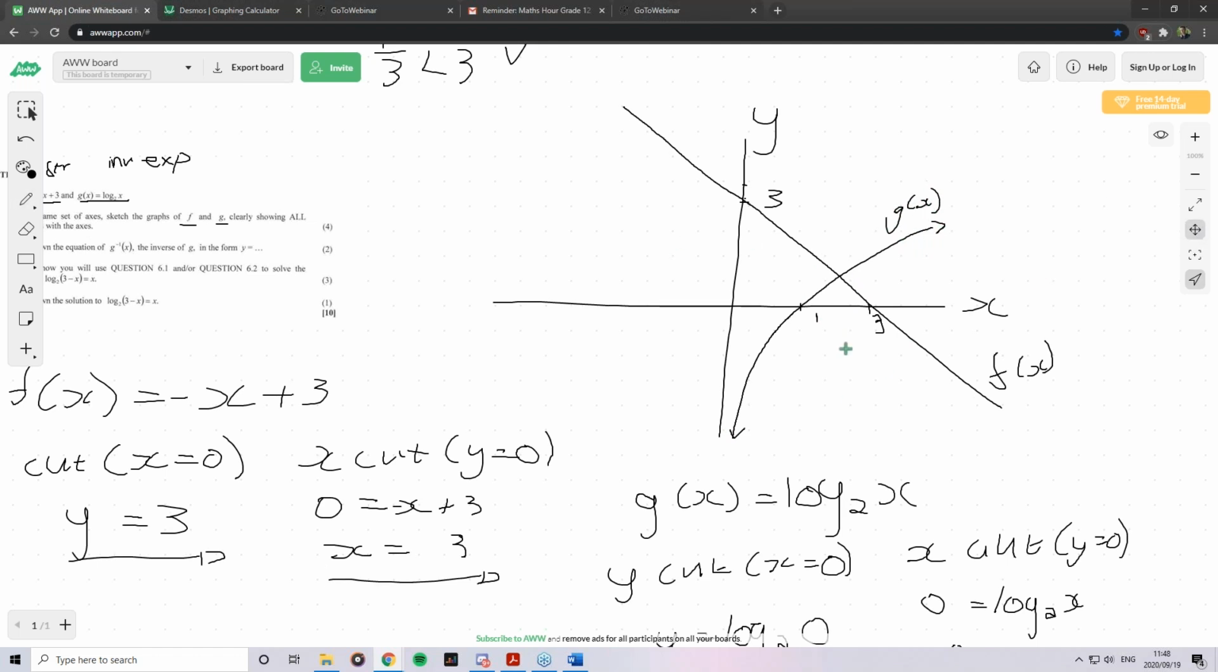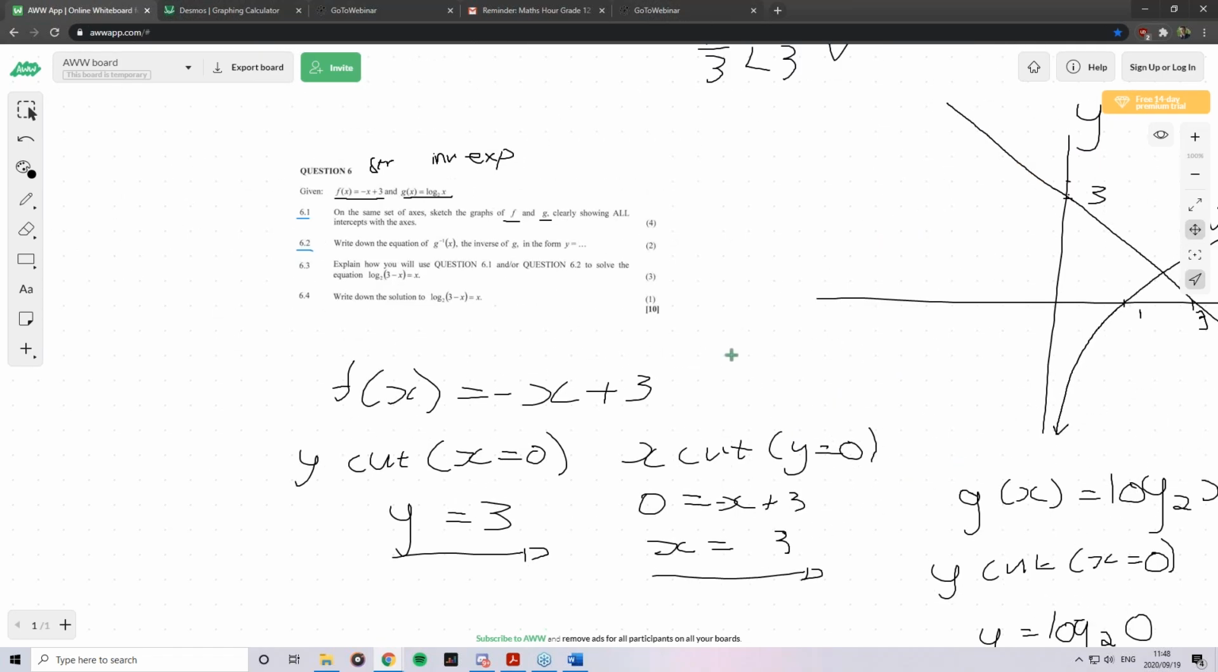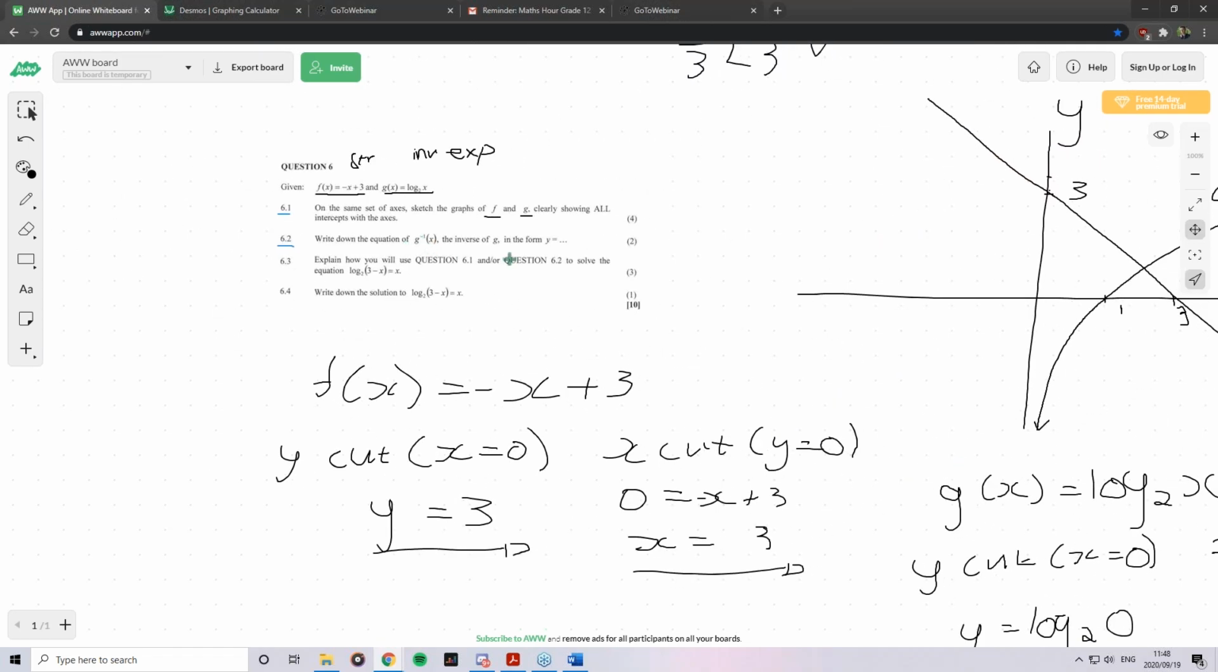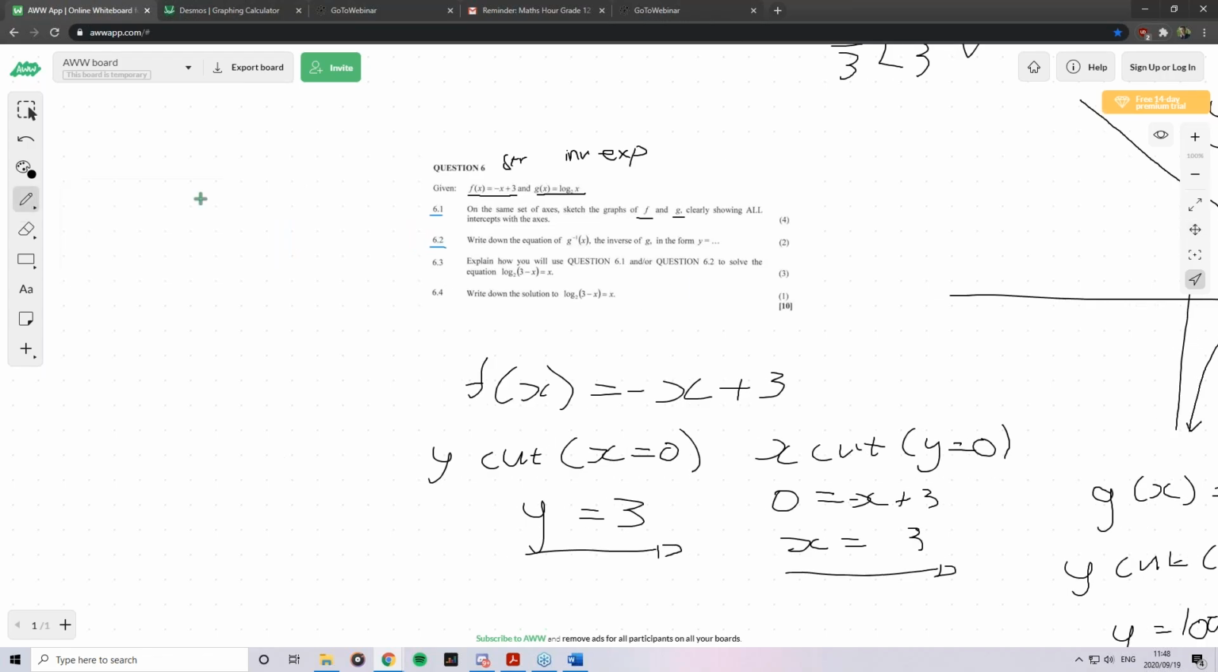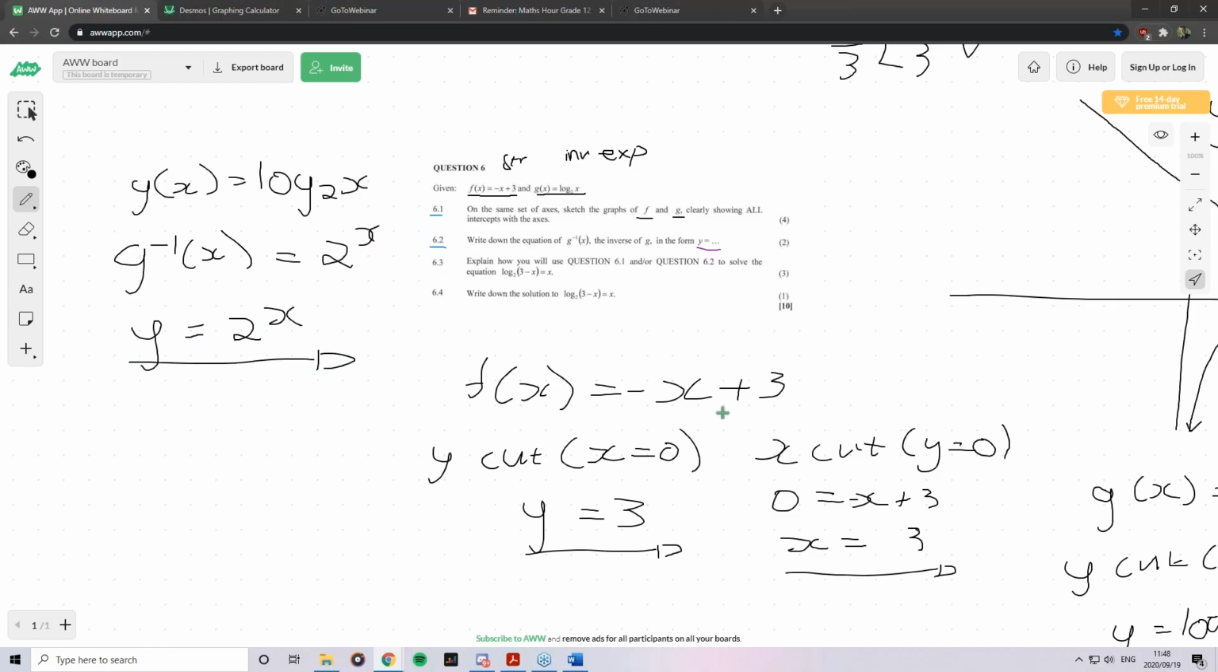All right, now let's go to 6.2. Write down the equation of the inverse of g in the form y is equal to. All right, so let's just do it on the side here. If g of x is equal to log base 2 of x, the cheat cut method says g minus 1 of x is equal to 2 to the power of x. But once again, they say in the form y is equal to. So what we do is y is equal to 2 to the x. And that's your answer for 6.2.